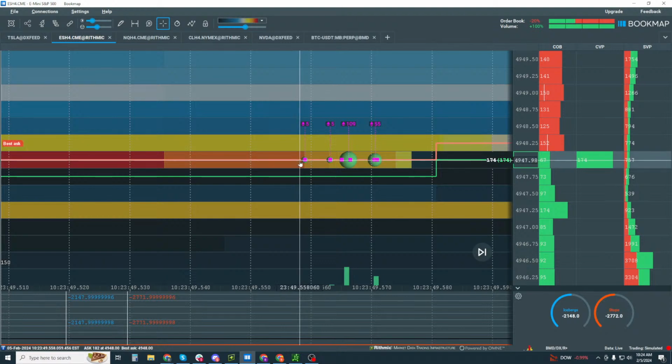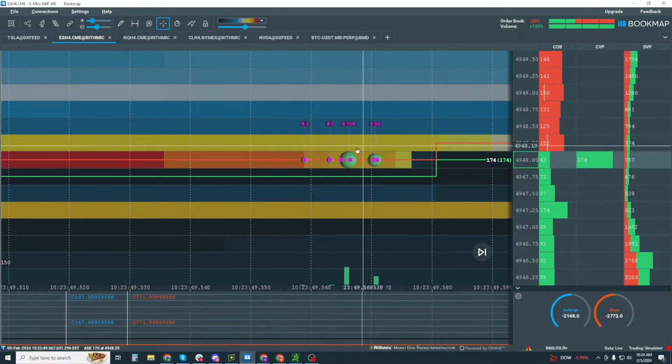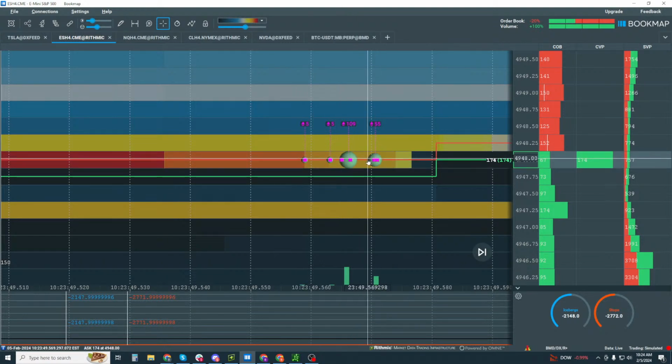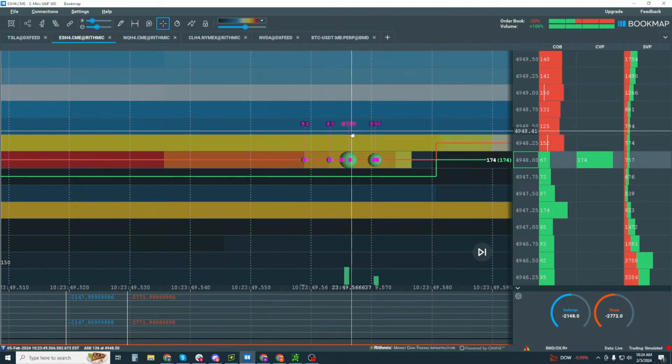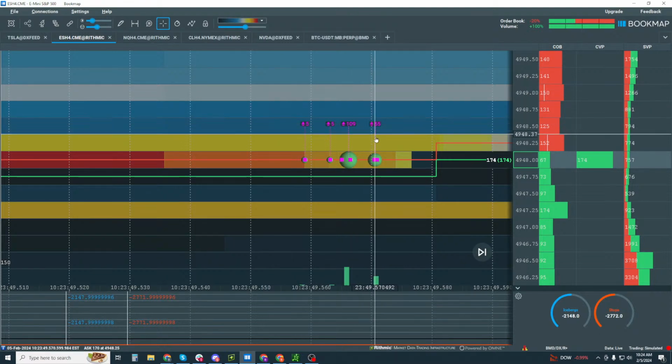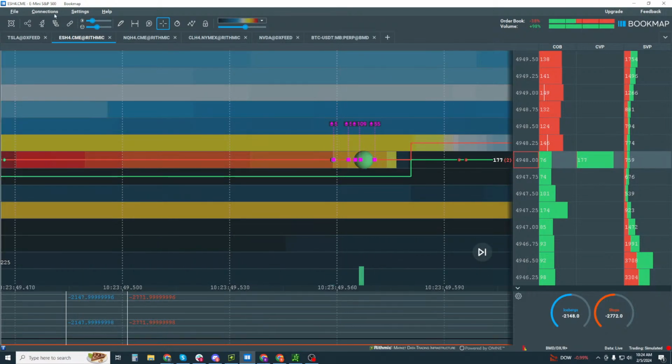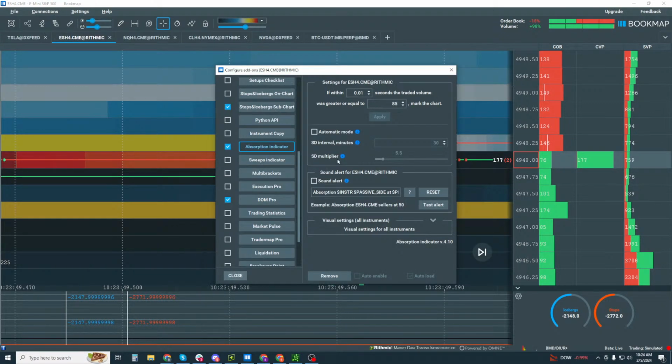That the other side is absorbing it. Okay, so we're not showing the aggressors. We have the green dot for the aggressors. Instead, we're showing how quickly these transactions took place and were absorbed, because it's only showing one price level. And that's the key here with the absorption indicator.